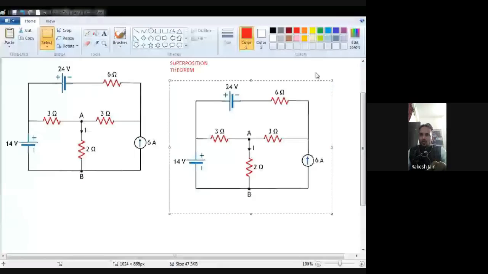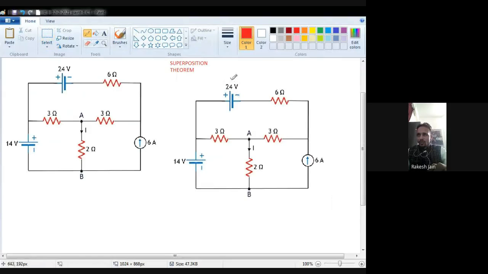We have to solve this question with the help of superposition theorem. First of all, just see this question. How many sources are there? Just see. So 24 volt. First of all, I just copy this, so if I do any modification you will not get confused. Now see this. This is your question. You have to find out the current I with the help of superposition theorem.